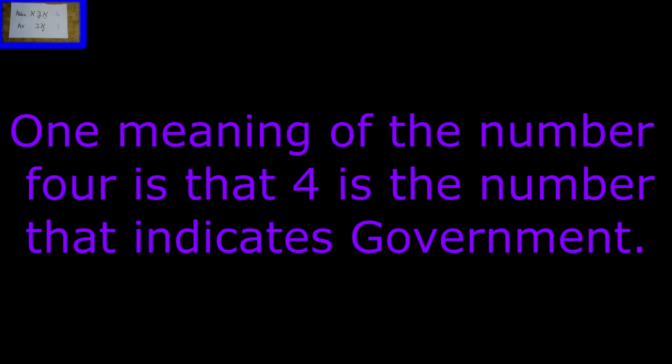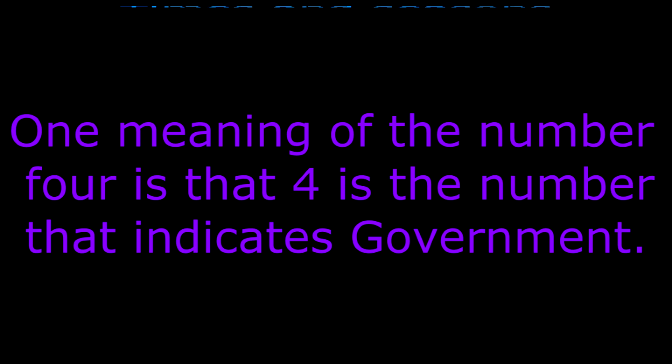One primary meaning of the number 4 is that 4 is the number that indicates government. If you look at day 4 of the creation account in Genesis chapter 1, you'll find it was the day of placing the sun, the moon, and the stars to govern. Specifically, the number 4 indicates government through divine order, times and seasons. Since this is an introductory Alef Bet series, we won't get more into that right now.